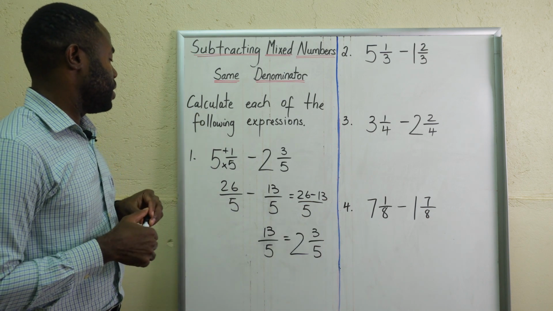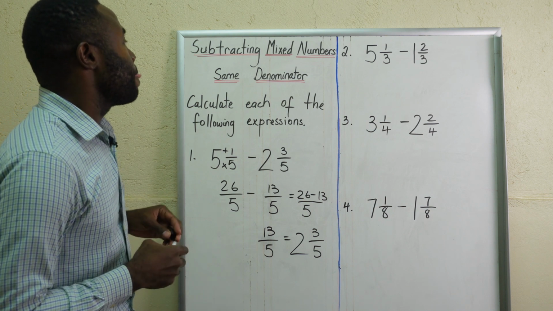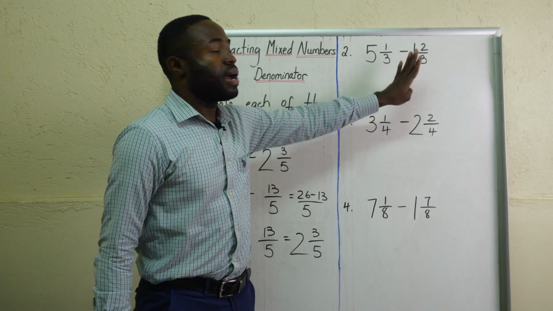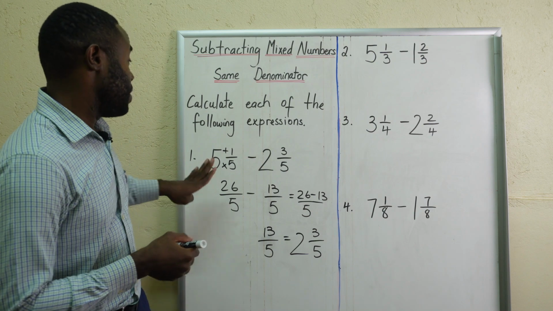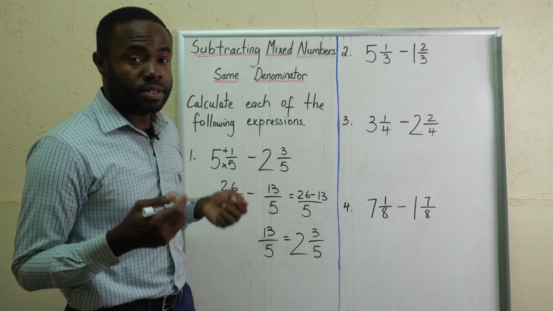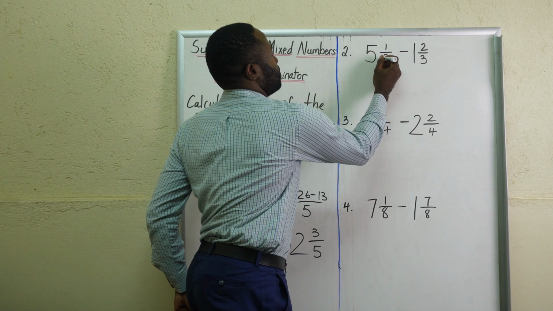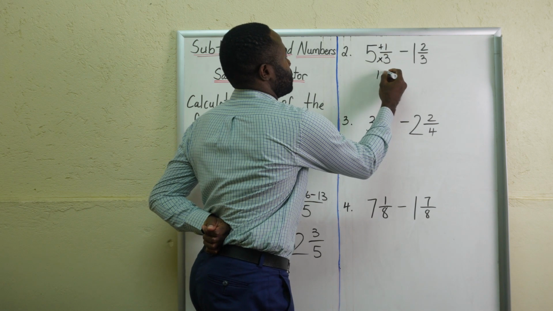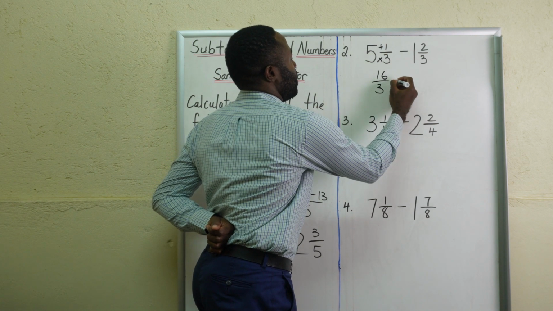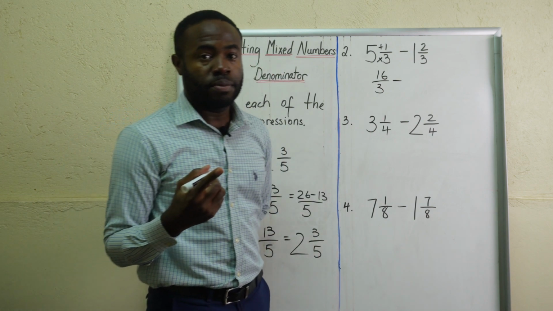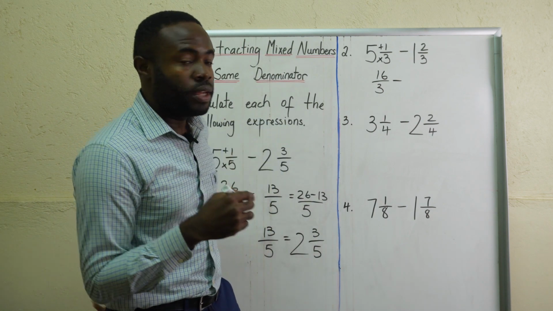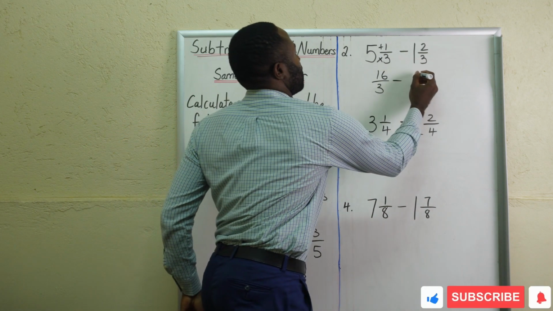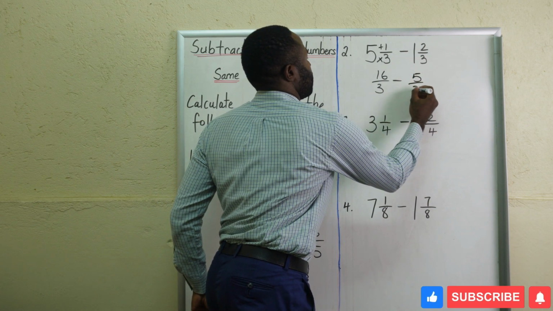Guys, let's jump into the next question. All right, so for the next question, we have 5 1/3 minus 1 2/3. Now, it's the same thing. We need to convert our mixed numbers to improper fractions. So it's 5 times 3, which is 15, plus 1, that gives us 16, right? So it's 16 over 3 minus, then we multiply the denominator by the whole number, then add it to the numerator. So it's 3 times 1, which is 3, plus 2, that gives us 5, right? So it's 5 over 3.